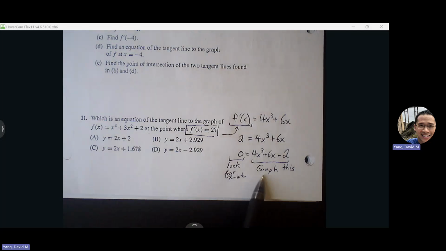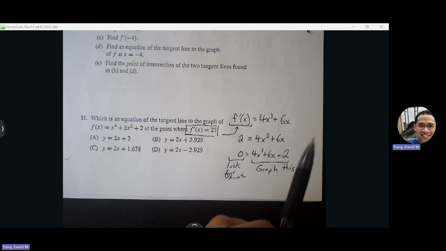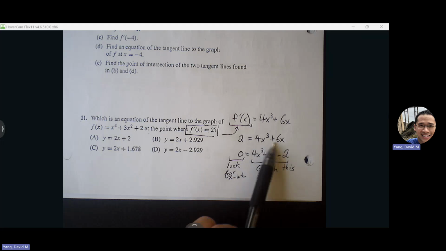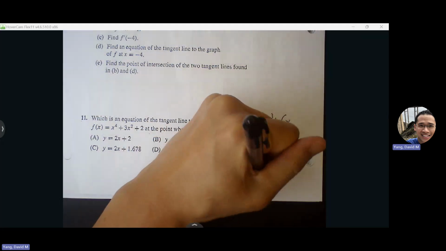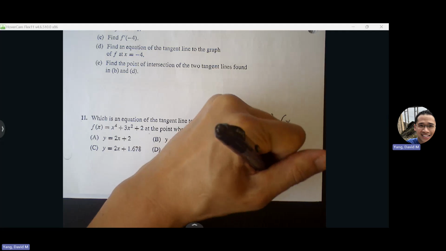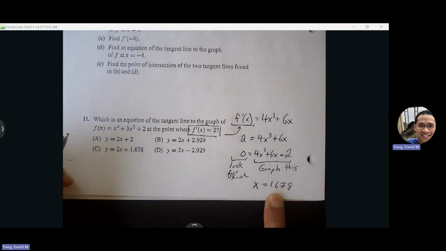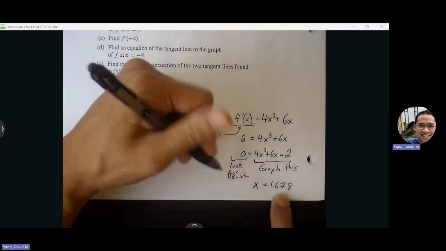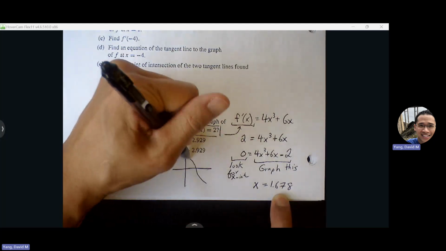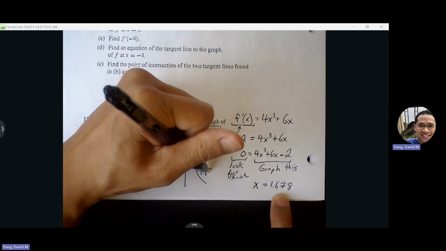And then once we find the x-intercept, another way is, I believe on the AP exam, you're going to have a link to Desmos. So you can also just put this in Desmos and just look for the x-intercept. And the x-intercept ended up being 1.678. So we know that the graph is going to cross through that x-intercept at 1.678.